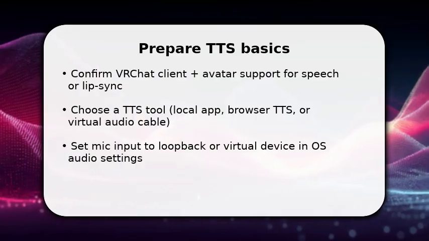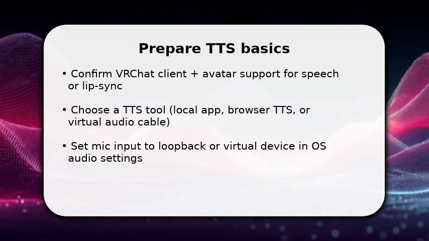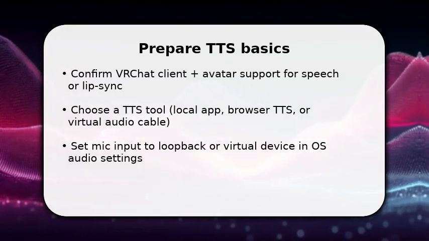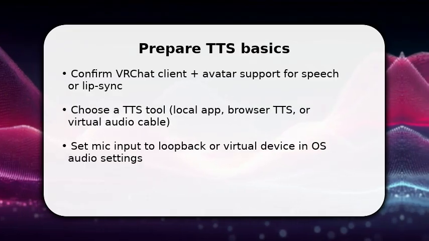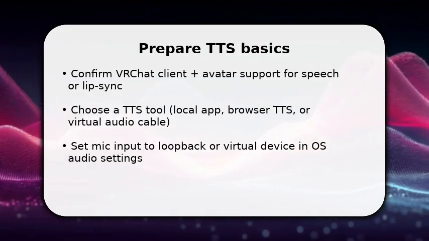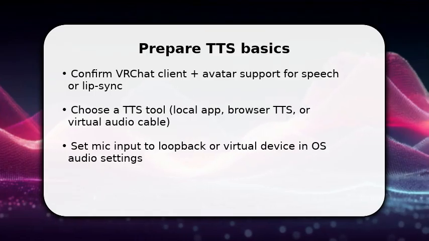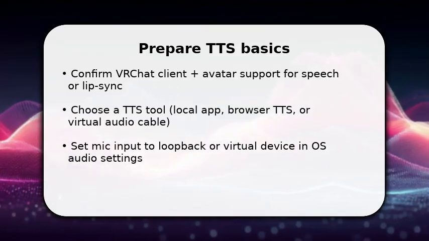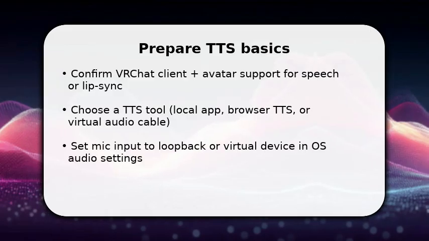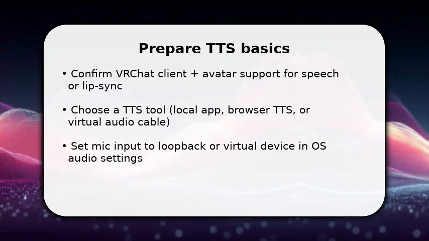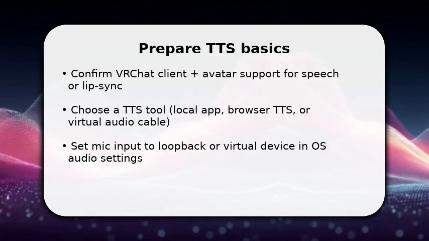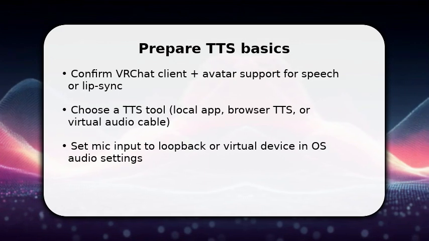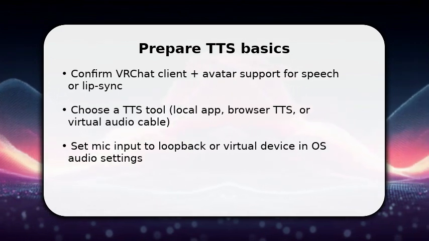You start by ensuring your VRChat and avatar can accept routed audio. This avoids wasted steps later. Install or pick a TTS engine you trust, whether a browser service or a local synthesizer, because quality and latency differ. Once done, create a virtual audio device or use a loopback so the TTS output becomes your microphone input. Make sure your OS and VRChat both list that device. Doing this first prevents audio routing errors when you test in world.